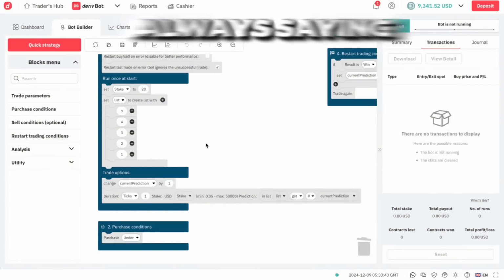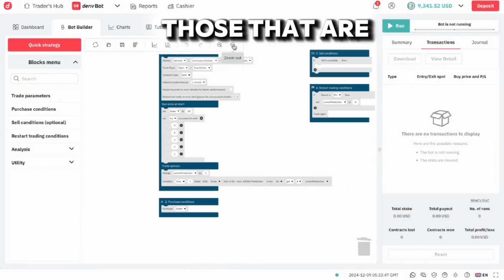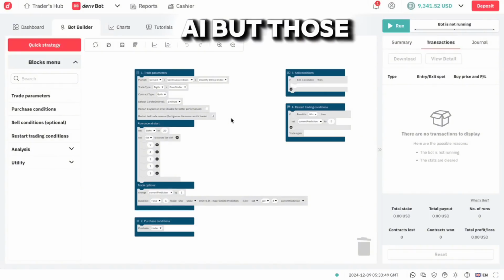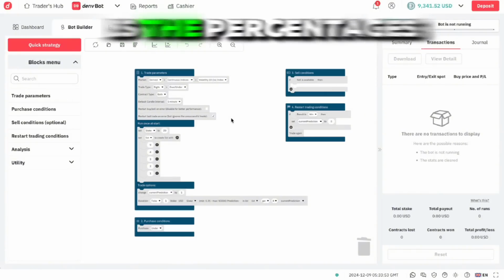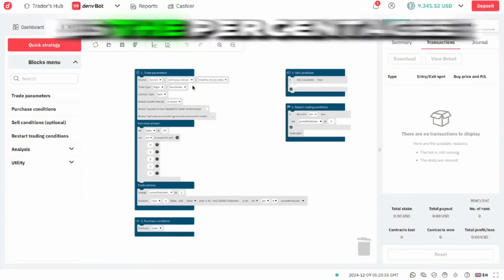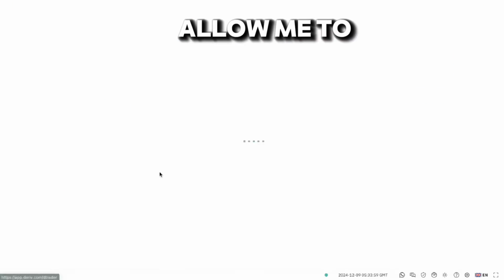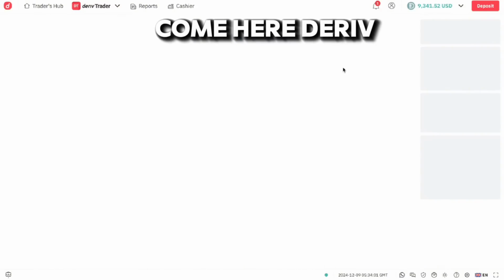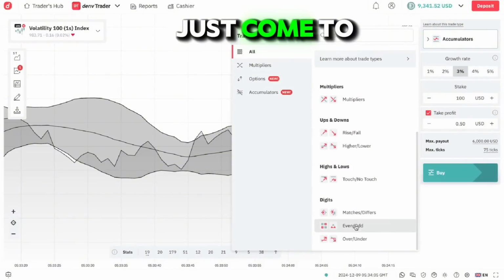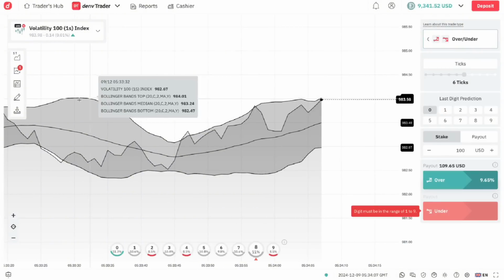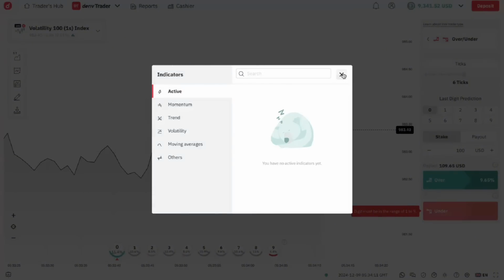But as I'm always saying, these kinds of bots, or those that are called AI, they are not really AI. What you need to understand is the percentages of this market. I don't know if they would allow me to open that. Let me just come here, Derivative Trader, just come to over under, so I can just remove this, clear all.